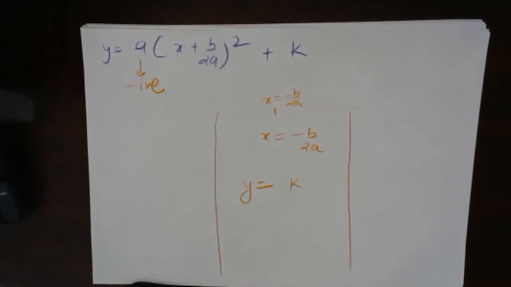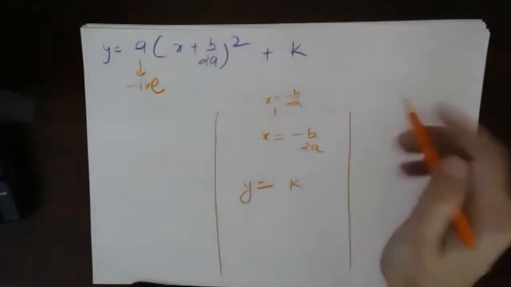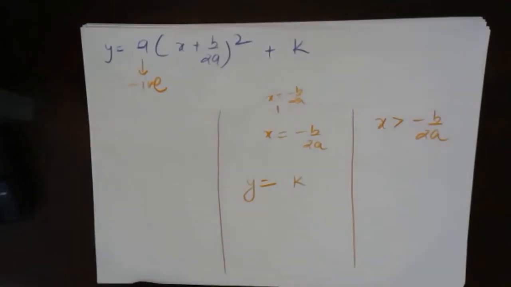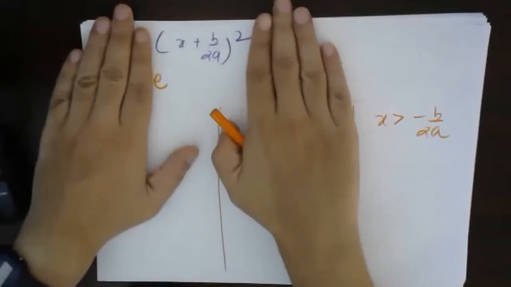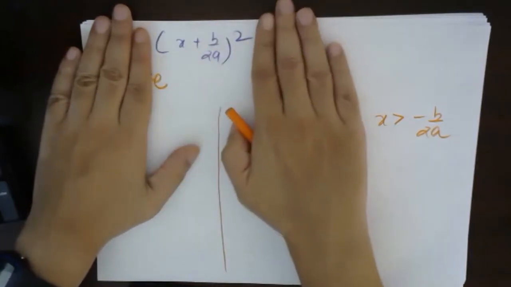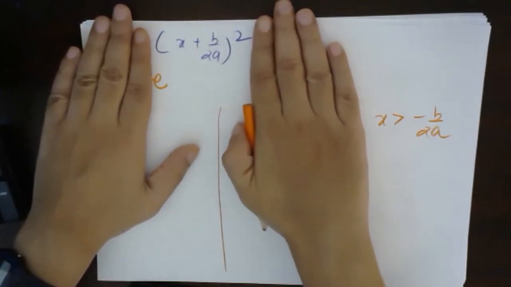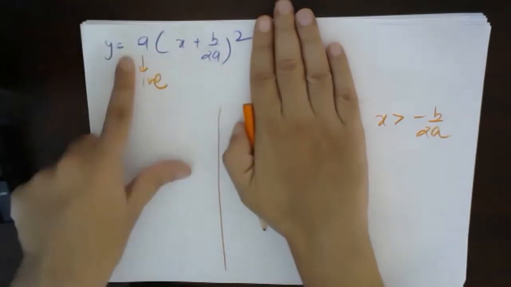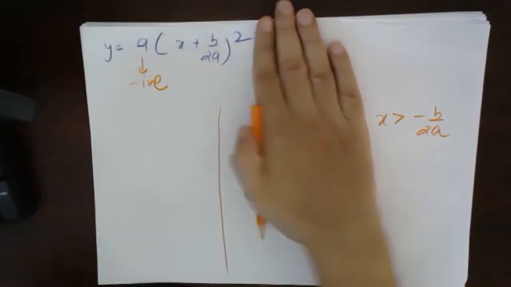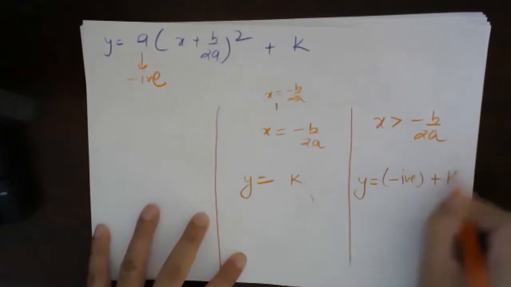Now let's move on to the value of x on the right side. Let's take x greater than minus b by 2a. If x is greater than minus b by 2a, what will be the sign of the part which I am showing? The sign of this part will be positive. Very good. Overall sign will become what? Overall sign will become negative. So that means y will become some negative value plus k.